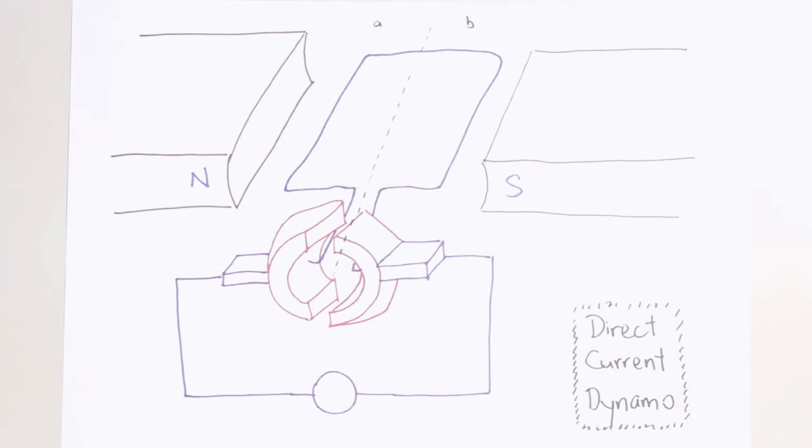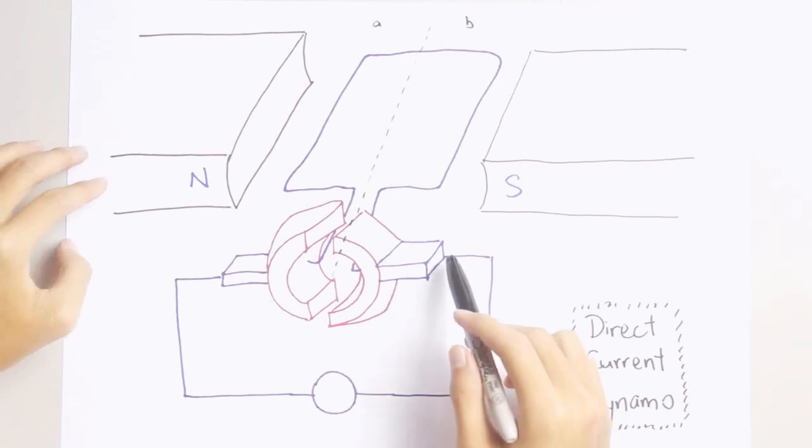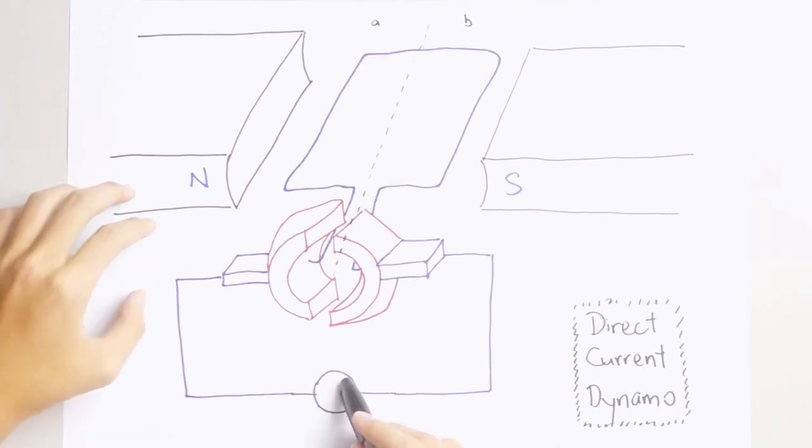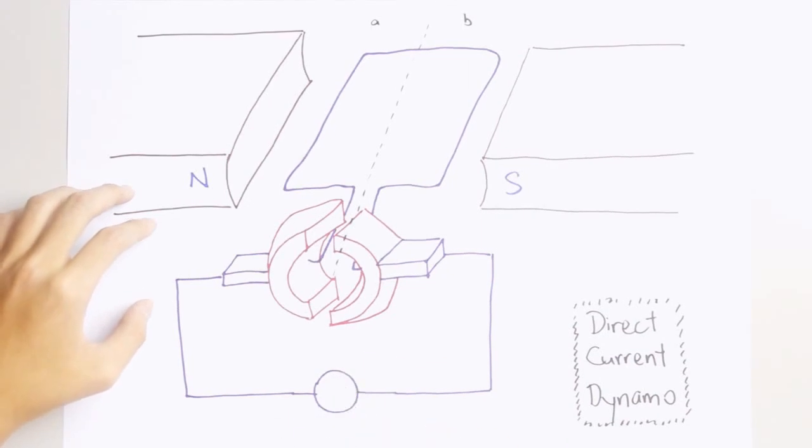First of all, you may take a look at the structure of a direct current dynamo. It's pretty similar to a direct current motor. The only difference you can see is the wire is not connected to a battery, but connected to a load. This load could probably be a resistor or a bulb.